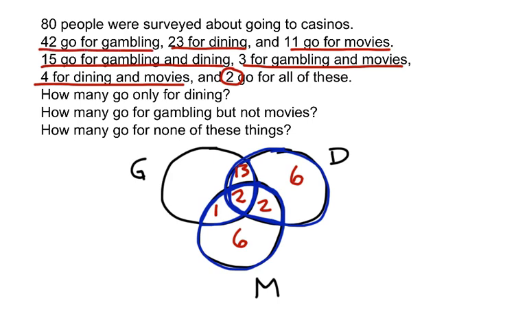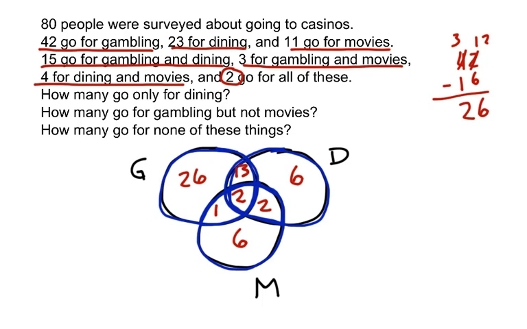42 people go for gambling. So inside my gambling circle, I need a total of 42 people. So far I have 13, 14, 15, 16. So let's see, I have 16. I need a total of 42. Maybe I'll go over here and make sure I'm doing everything correctly. That's a 3. That becomes 12. 12 minus 6. 3 minus 1. Okay, so I need 26 more in my gambling circle, and that's where they go. And one more, don't forget about Region 8 out there.